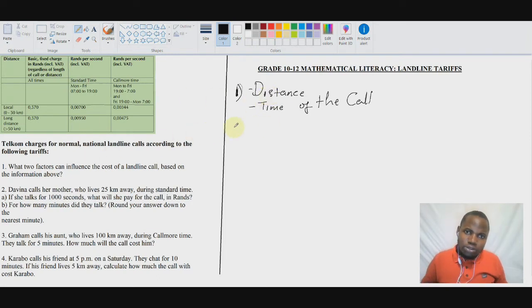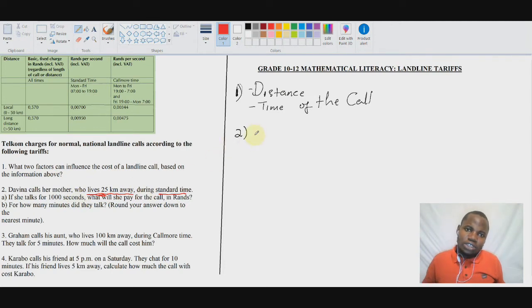Now we go to the next question, number 2. The second question is saying, Davina calls a mother who lives 25 kilometers away. Please underline this important part. They are saying the mother of Davina is living 25 kilometers away, during standard time. Now those are key points: the distance and the time of the call are our key factors. Davina calls a mother who lives 25 kilometers away during standard time.